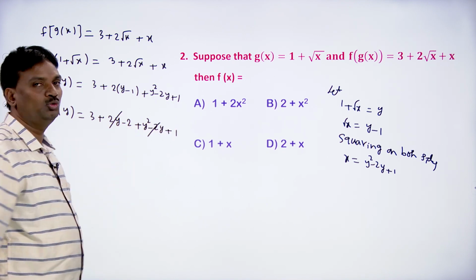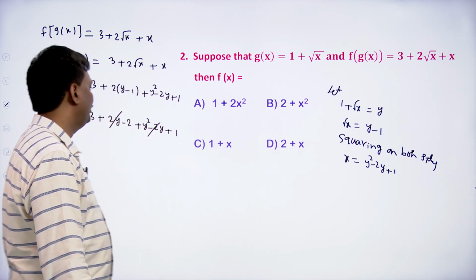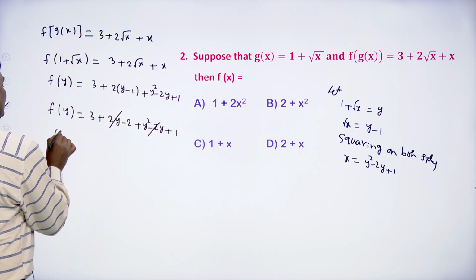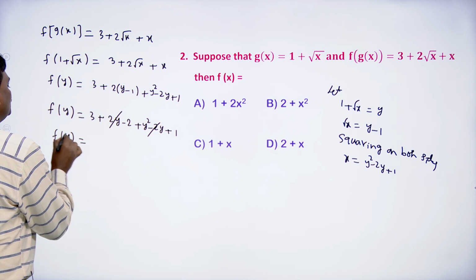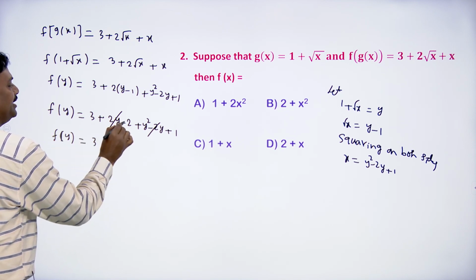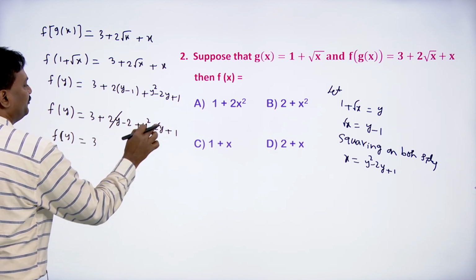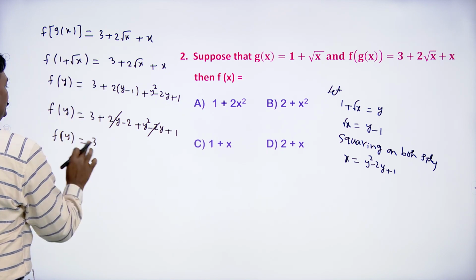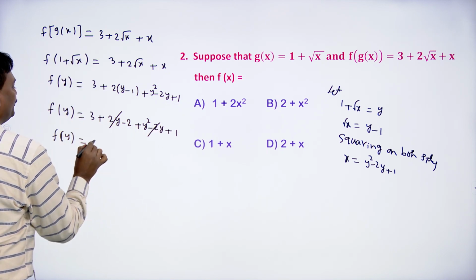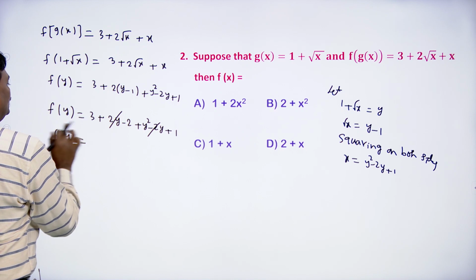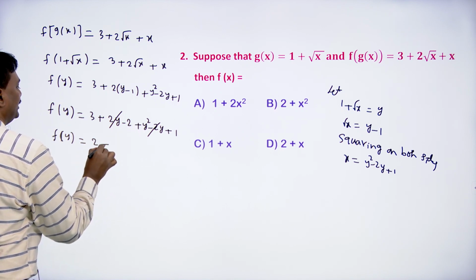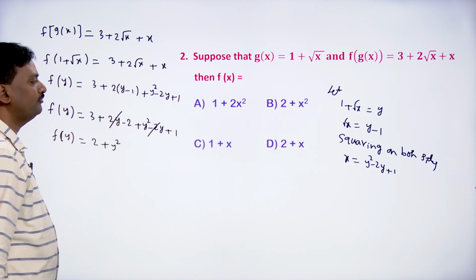Plus 2y minus 2y get cancelled. You will get f of y equal to 3 minus 2, 1. 1 plus 1 is 2. So next one more term is there, that is y square, 2 plus y square.